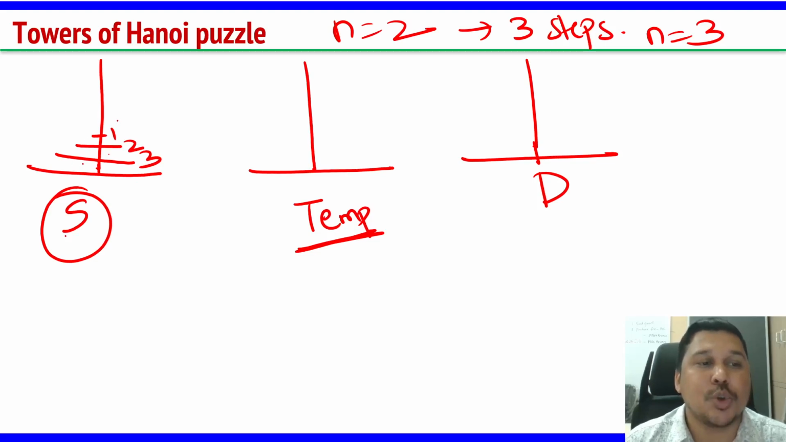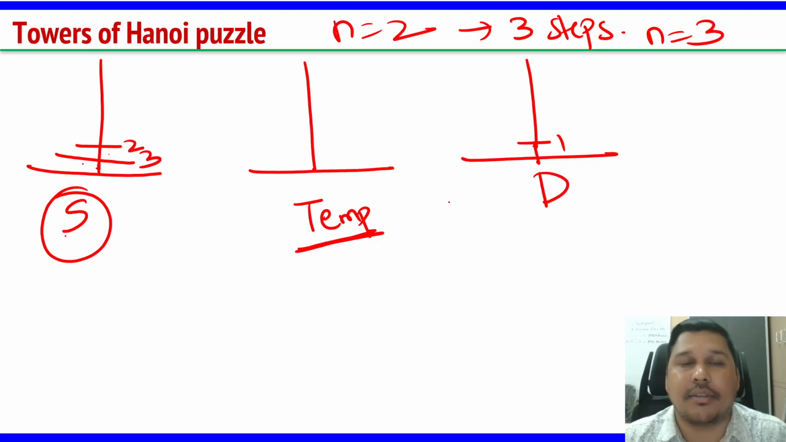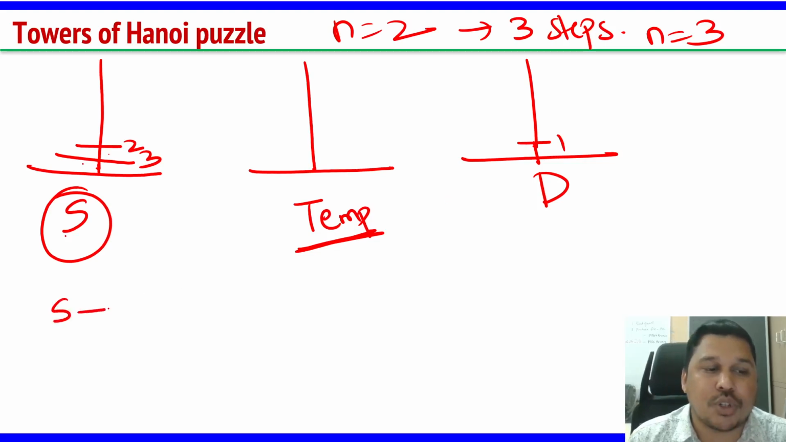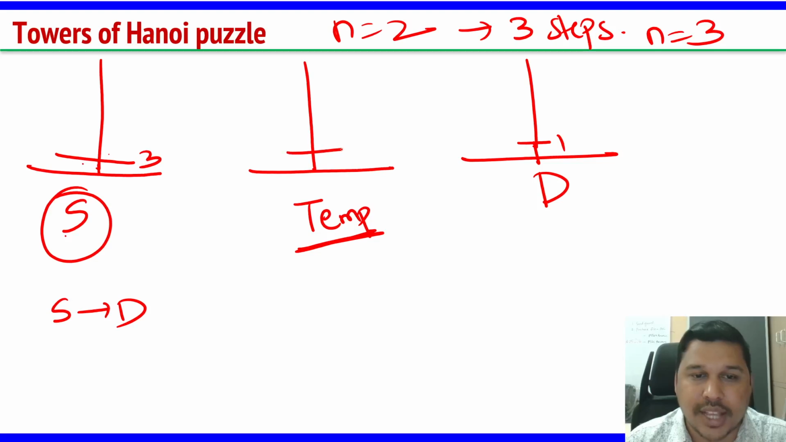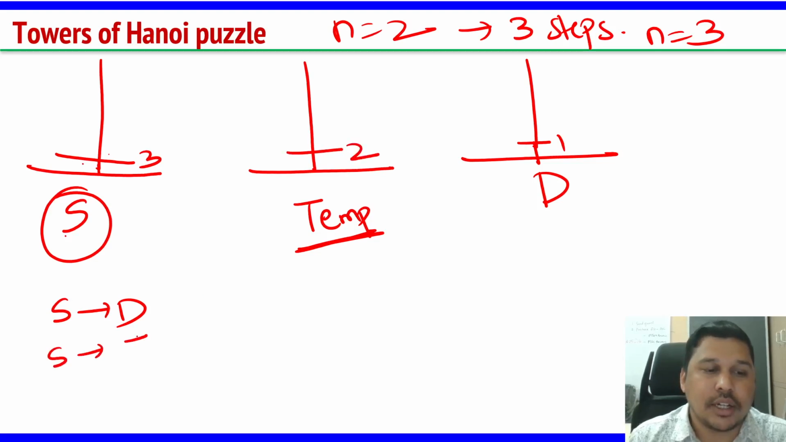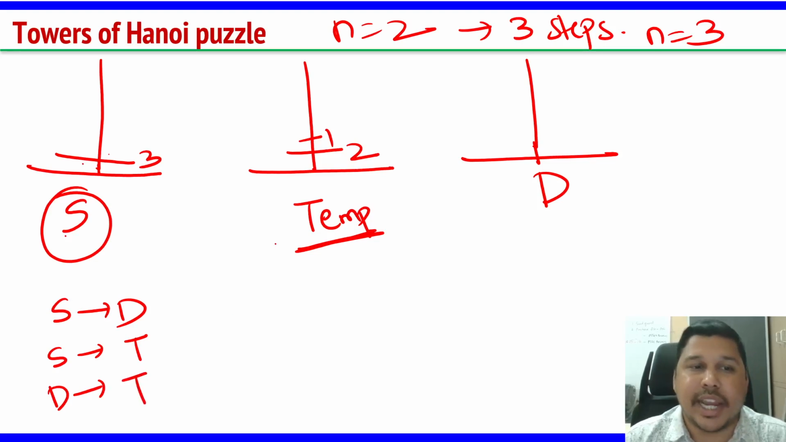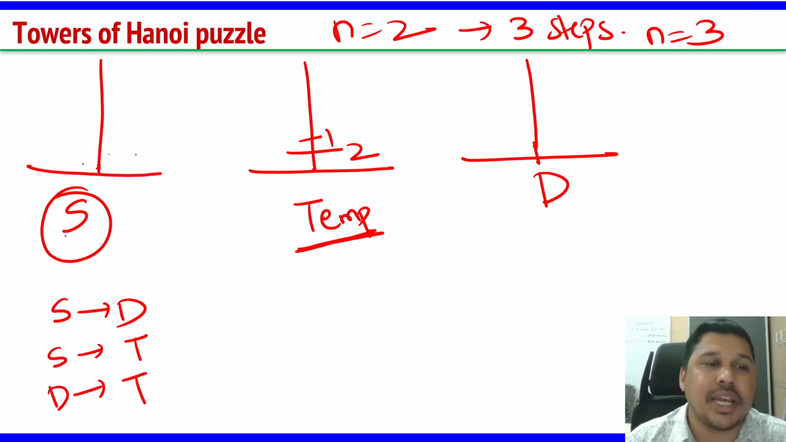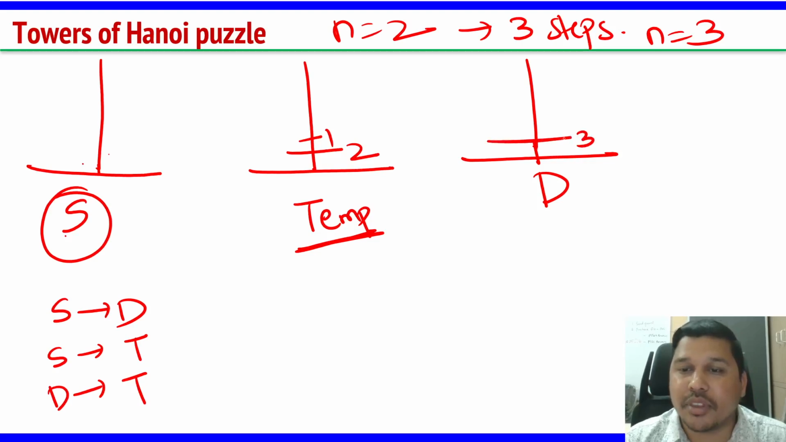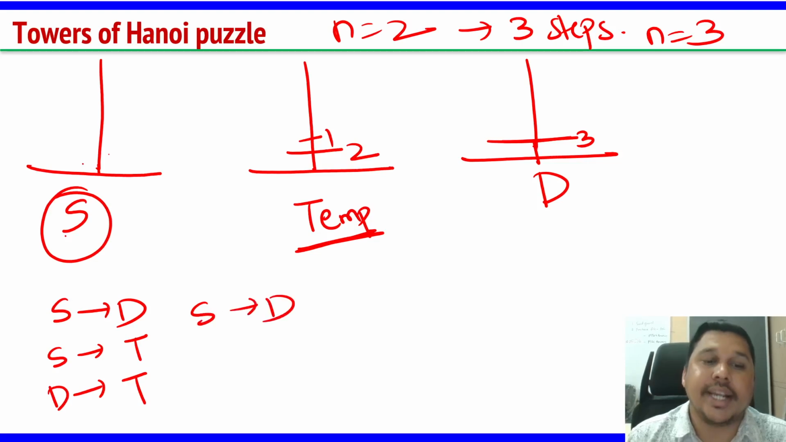So, first step is to move this 1 from the source to the destination, put it 1 here. So, first step, source to the destination. Second step, from source to the temporary. So, 2 has come here, from source to the temporary. Then third step, from D to the temporary, this 1. So, from D to the temporary. Next step, move this 3. We want our 3 plate to be here in D, right? So, move this 3 directly to D. So, it is from S to D.